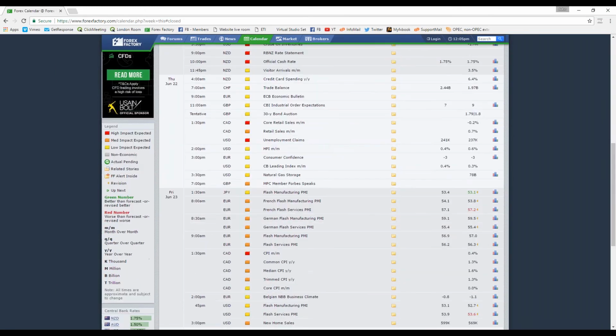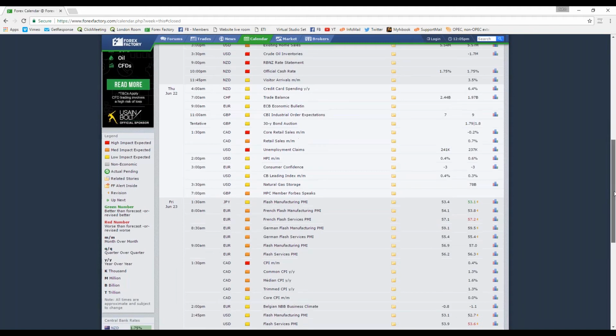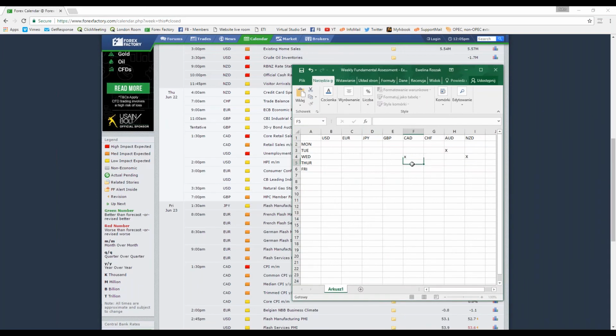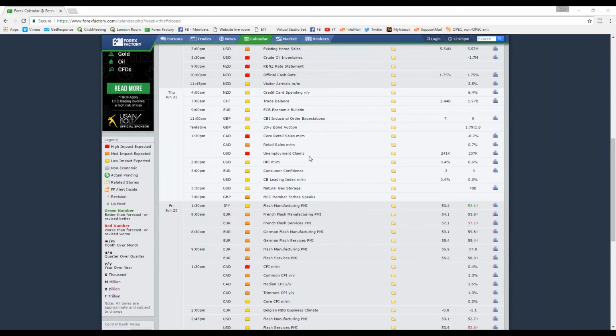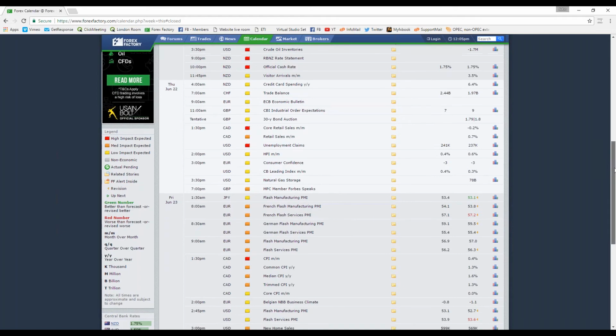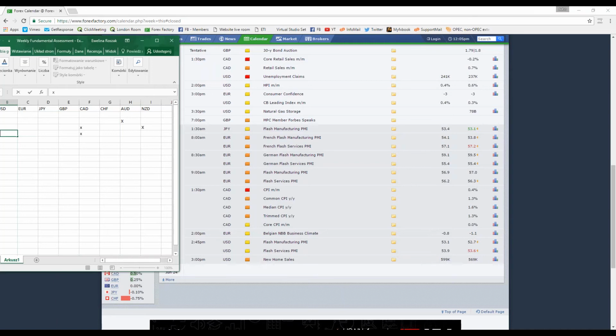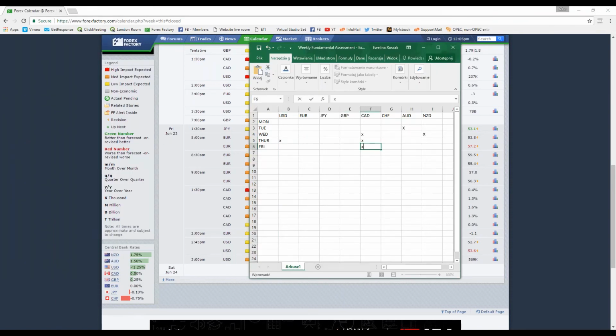Coming down to Thursday, we've got the Canadian core retail sales, and we also have unemployment claims coming out. And so we're going to put a small X on the Thursday for the CAD, and we're going to put a small US dollar on Thursday as well. And scrolling down a little bit further, we can see that we have finally CAD CPI on Friday. Now, last week we had an announcement come out on the Monday. In fact, we can have a look at that in a second. Let me just put this down for the CAD, and then we've done the weekly fundamental assessment here.